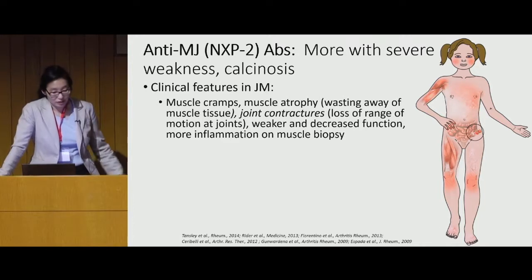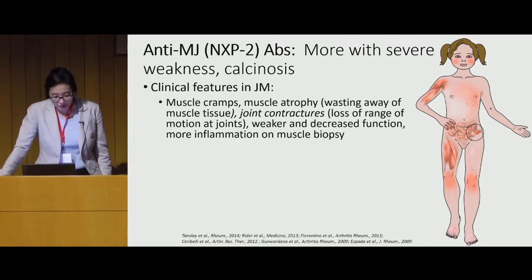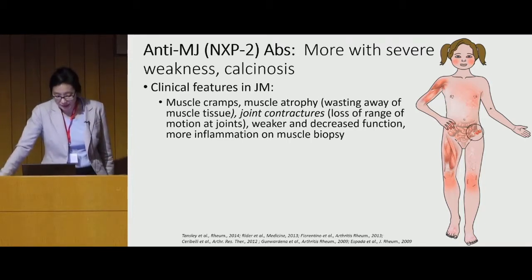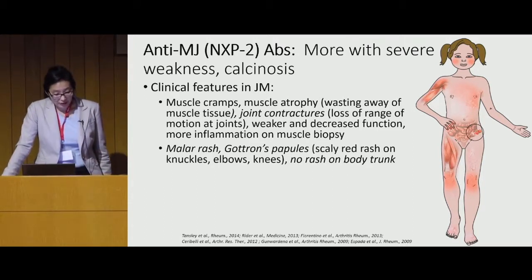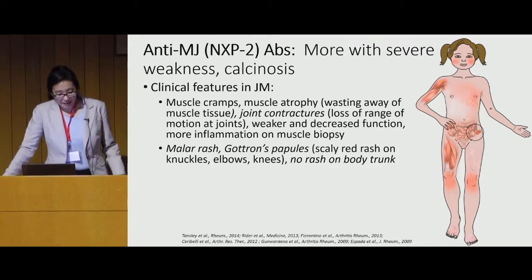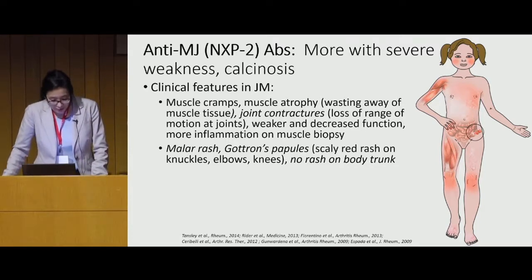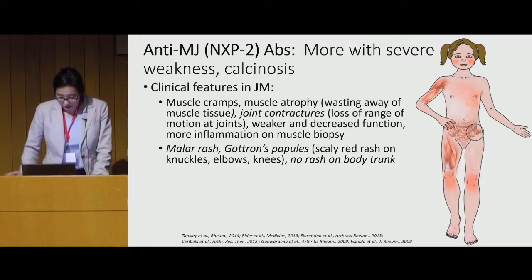You tend to be, in general, weaker and have decreased function versus other people with juvenile myositis with other antibodies, and have more inflammation on the muscle biopsy. It has been associated somewhat with malar rash, which is that butterfly area rash across the cheeks and bridge of the nose. Gottron's papules, which is a scaly red rash seen on knuckles, elbows, and knees. So this is seen in juvenile dermatomyositis pretty broadly. It is less associated with having any rash on the body trunk.